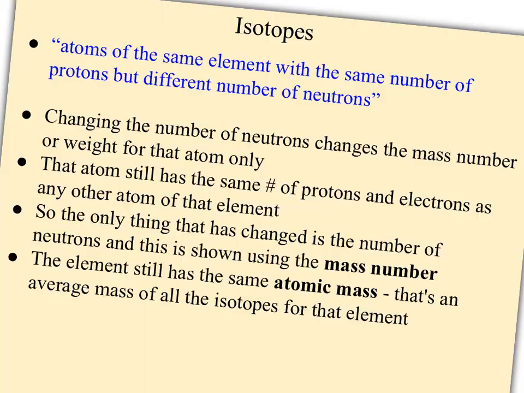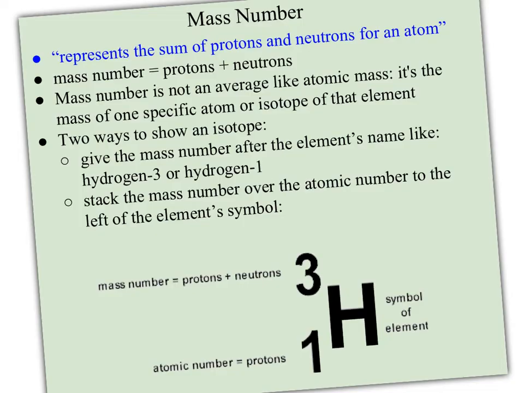If we take a look at some examples here, the mass number represents the sum of protons and neutrons for an atom. You might remember that from the first slide. It isn't shown on the periodic table because it varies for different isotopes, or different atoms of the same element. The mass number is not an average like the atomic mass. It's talking about just one specific atom or isotope.